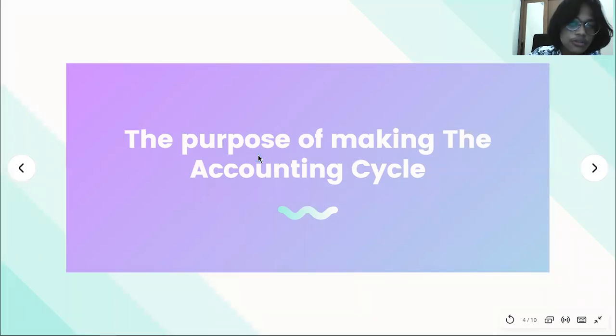Second, what is the purpose of making the accounting cycle? The main purpose of the accounting cycle is to record all the transactions systematically without missing an entry. It leads to the accuracy of all financial records that accountants prepare the financial statement considering the accounting record and cycle.